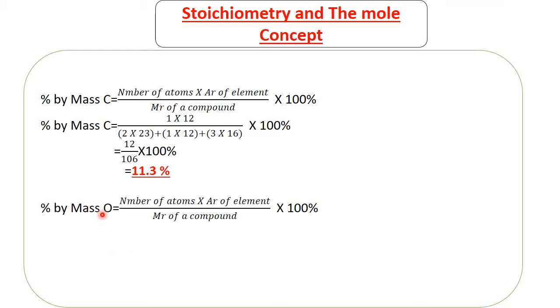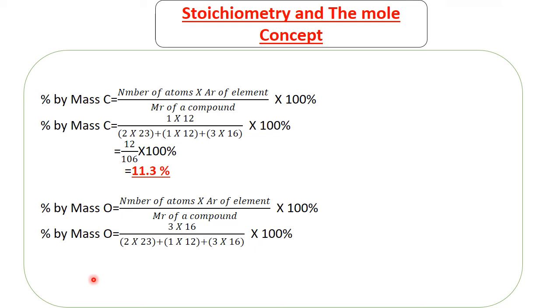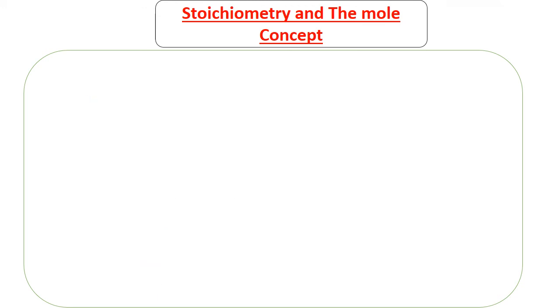Next, percentage by mass of oxygen. There are 3 oxygen atoms multiplied by 16, which is the relative atomic mass of oxygen. We're going to have this, so 3 times 16 is going to give us 48 over 106 times 100%. This will give us 45.3%.